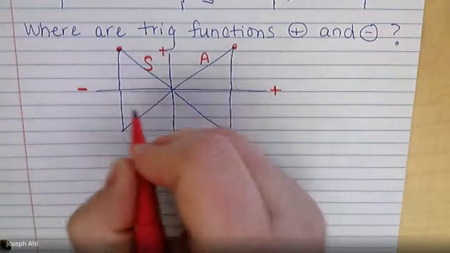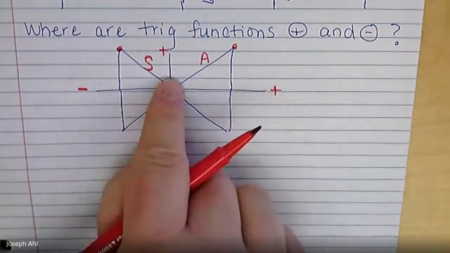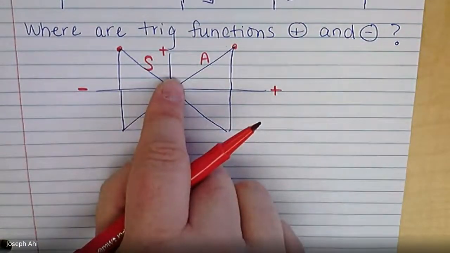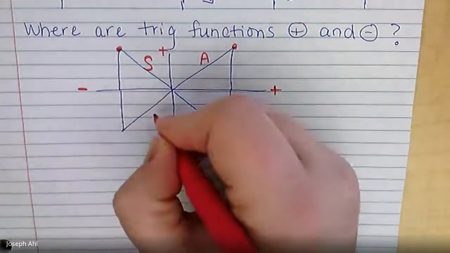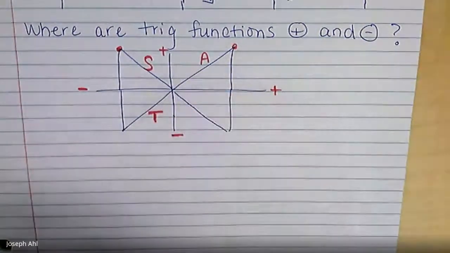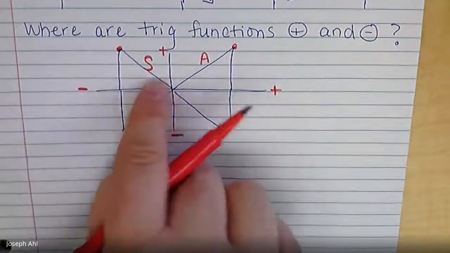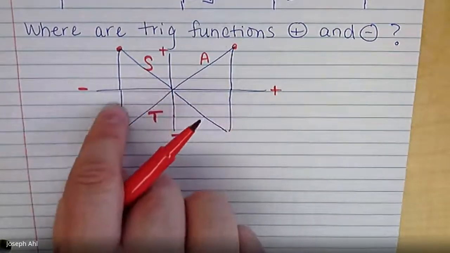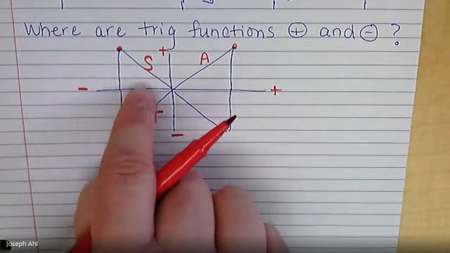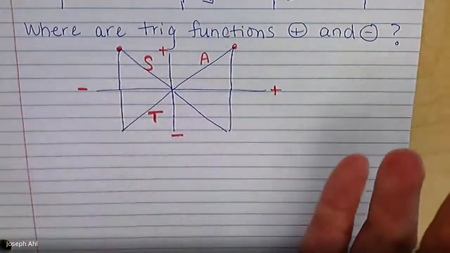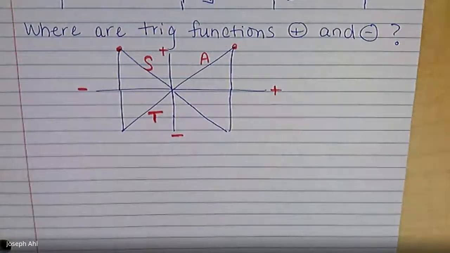Finally, when I go down into quadrant 3, the only one that will turn out to be positive here is capital T for tangent. The reason is that if I'm going left and down, those are both negatives. But when I do opposite over adjacent, a negative over a negative turns out to be positive. Tan is the only one that's positive in quadrant 3.